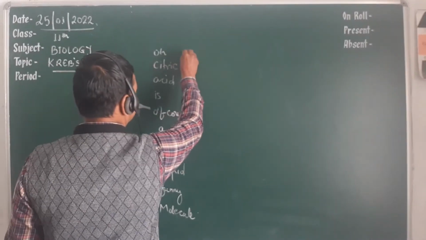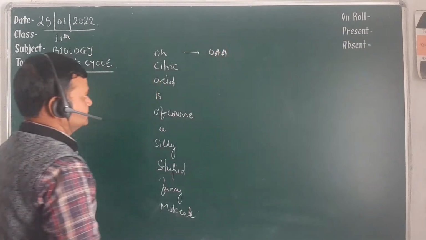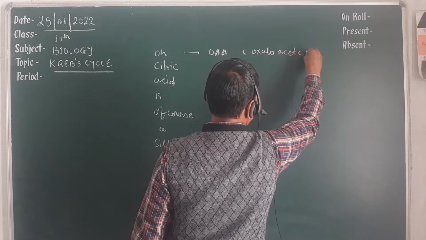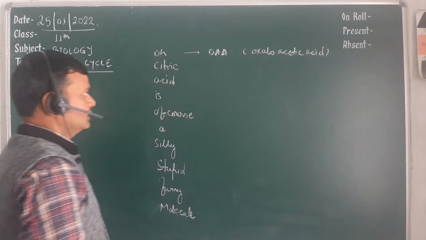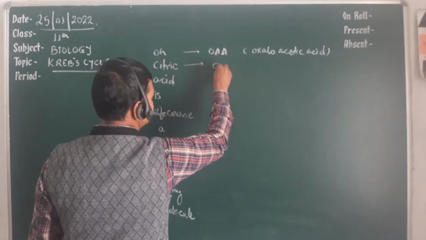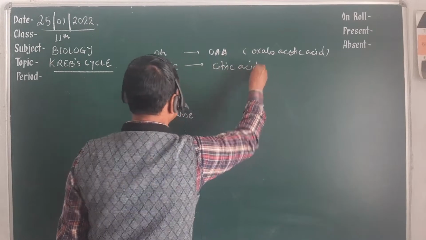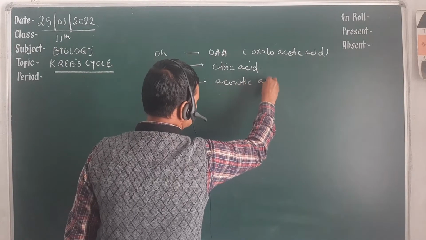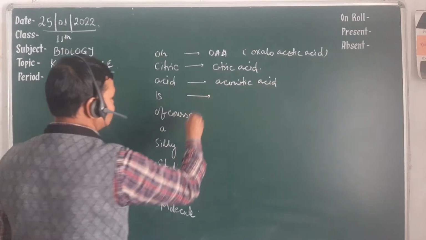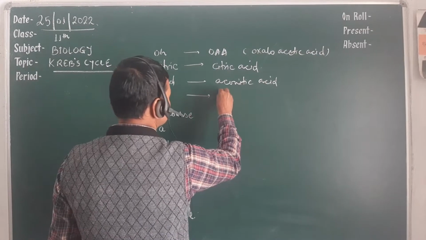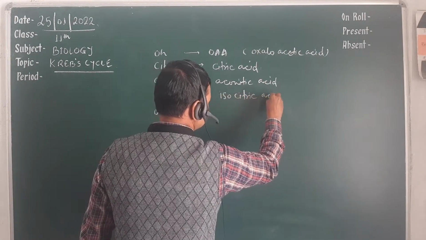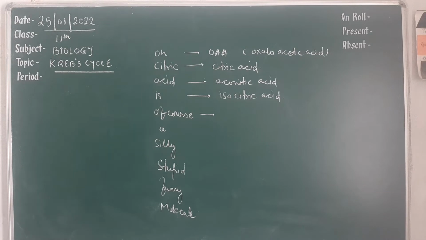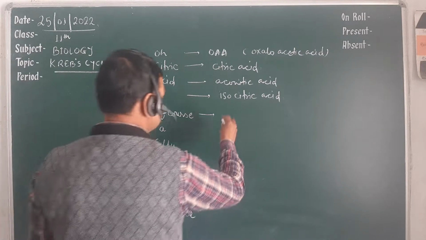Now, the meaning of O is OAA, and it stands for oxaloacetic acid. Citric is for citric acid. Acid is for aconitic acid. Is, so this is for isocitric acid. Of course, so this, of course, there is first alphabet O, and it stands for oxalosuccinic acid.